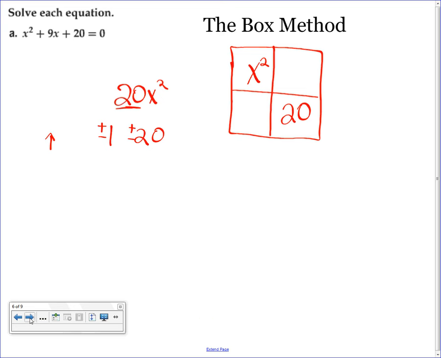Let's think of another set of numbers that multiply to give us 20. How about 4 and 5? A positive 4 times a positive 5 will give me 20, and they will add to give me 9. So the numbers that I'm going to be using here are 4 and 5. I'm going to place those in this box and that box, and it doesn't matter which box I place them in. I want to put an x with those as well. So I'm just going to put my 4x right here and my 5x right there.